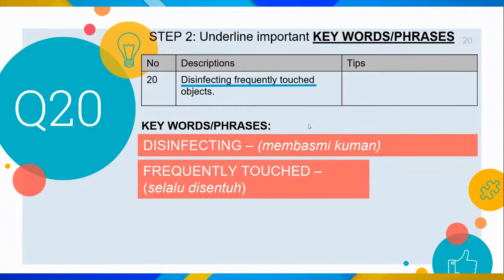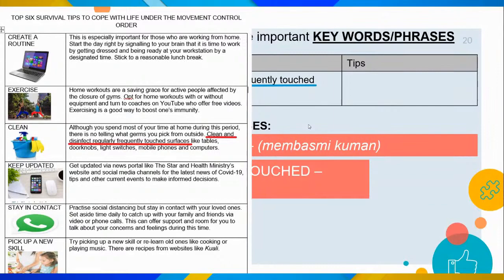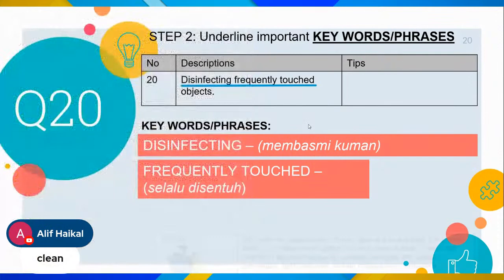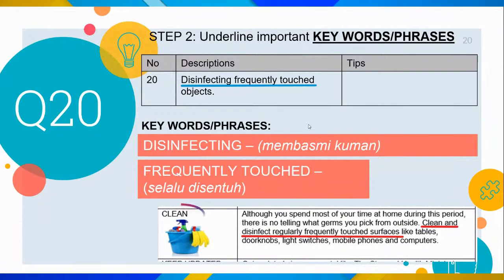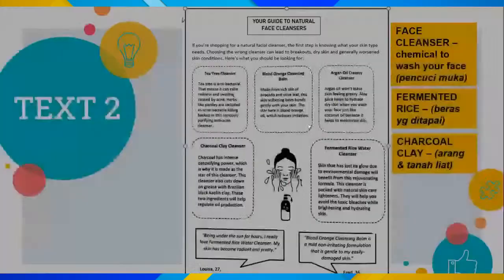I think this one is also quite easy. Okay. Very good, Turn Rolling. It's actually clean. Very good. You have good eye. Very good, Arif. Okay, that's clean.